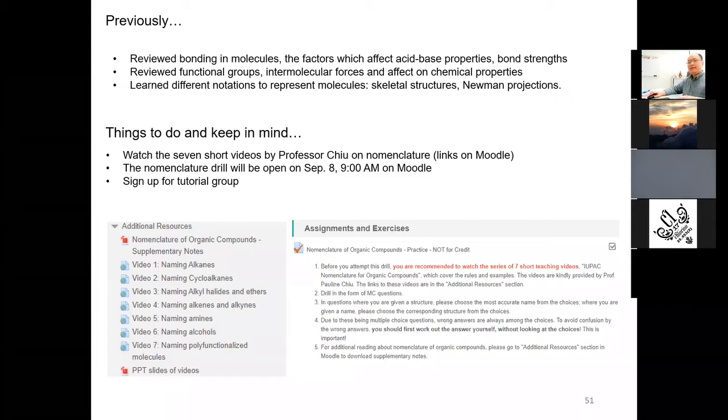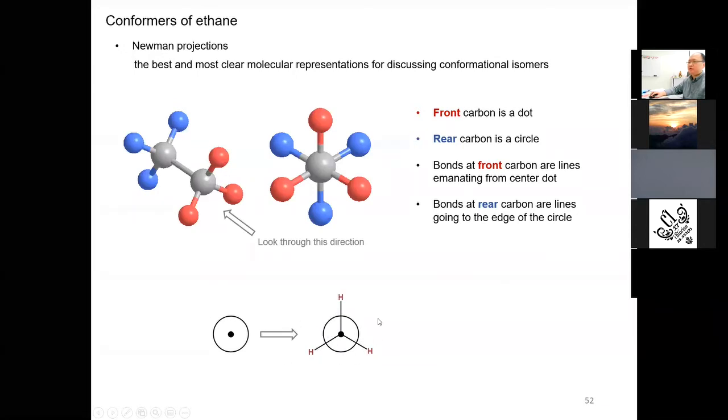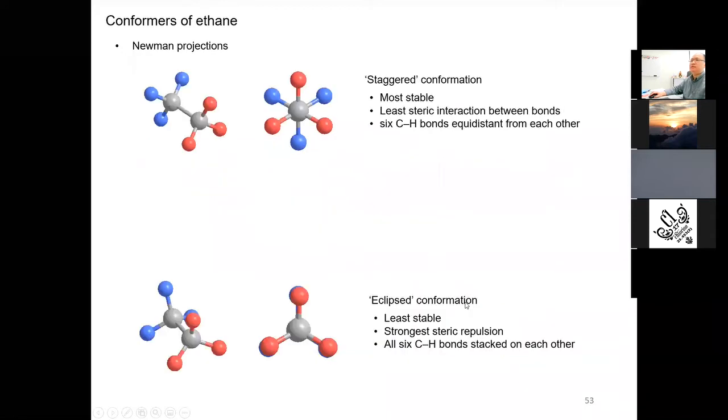And so at the end of the last class, I showed you how to draw the Newman projections, and the rule is pretty simple. So I'm going to go through it very quickly. The front carbon is a dot, and the circle is the back carbon, and you have the front hydrogen and the back hydrogen, okay? And you have 2 extreme conformations.